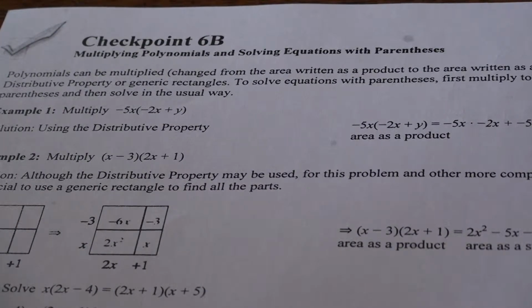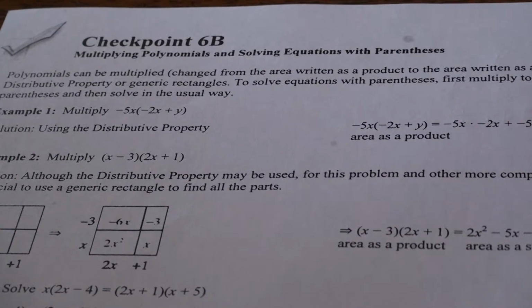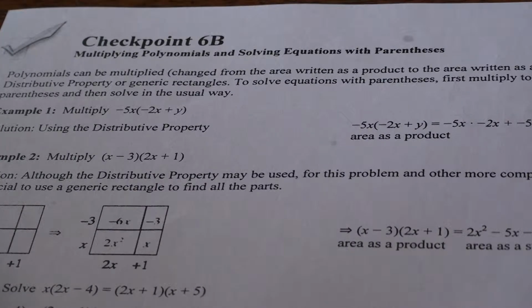Checkpoint 6B, multiplying polynomials and solving equations with parentheses. Polynomials can be multiplied, changed from the area written as a product to the area written as a sum by using distributive property or generic rectangles. To solve equations with parentheses, first multiply to remove the parentheses, then solve in the usual way.